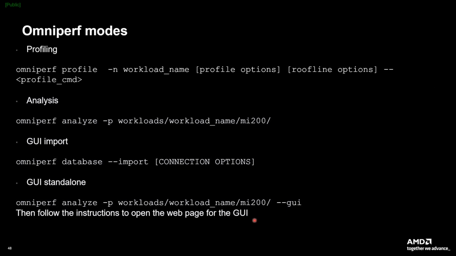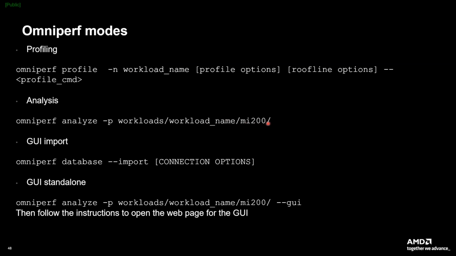So, OmniTools modes, profiling. You say, I want to profile this application. You need to give a name for this workload. This should be a unique name, usually one that does not exist. Then profile options, roofline options if required, like OmniTrace, and the binary and its options. When you finish, you say, okay, let's do an analysis, and OmniPerf analyze what? The workload name is the one that you used to profile.